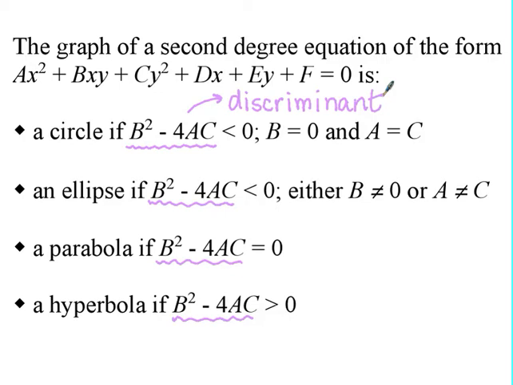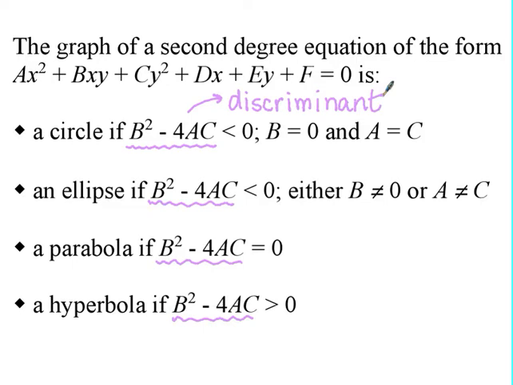If b squared minus 4ac equals 0, that is a parabola. And if it is greater than 0, that is a hyperbola. Your book has a chart that has all this information on it as well. That chart is found on page 447. I took all of this off of that chart on page 447. So if you want, you can turn in your book to that as well and use it. We're going to go ahead and look at an example.